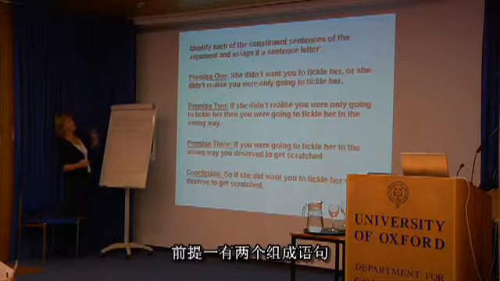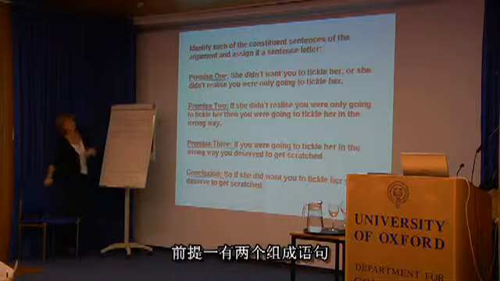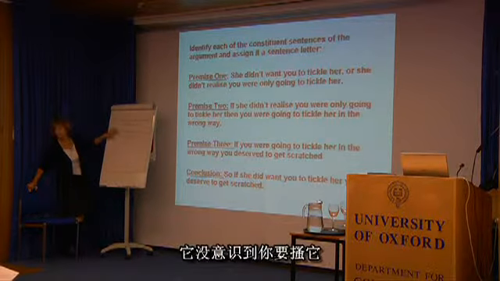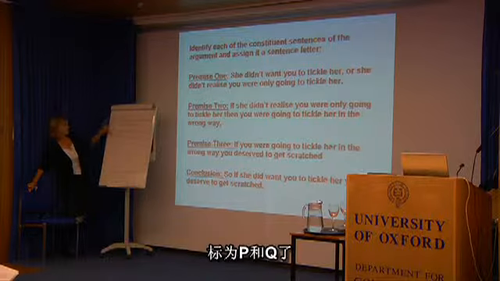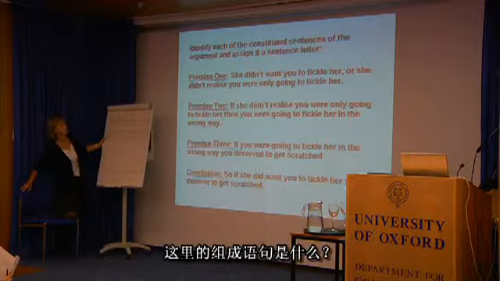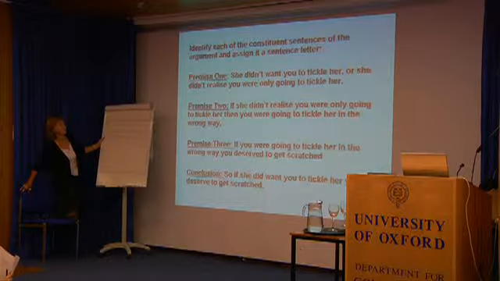Okay, so premise 1 has 2 constituent sentences. She didn't want you to tickle her, and she didn't realise you were only going to tickle her, and we've labelled them P and Q. Okay, premise 2, what are the constituent sentences in this one? What's the first one?